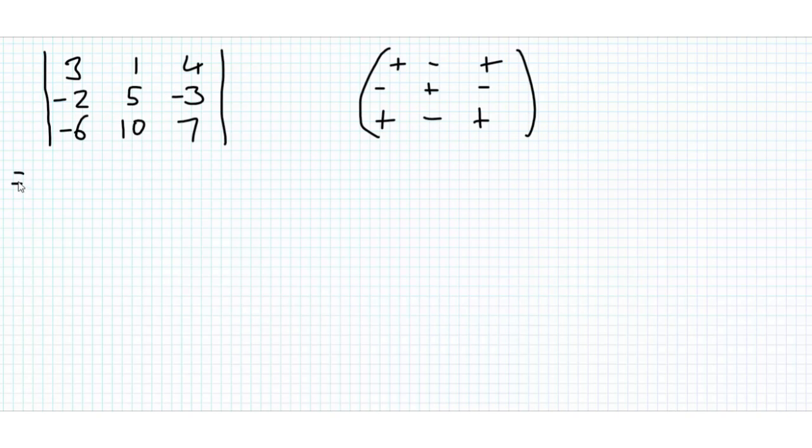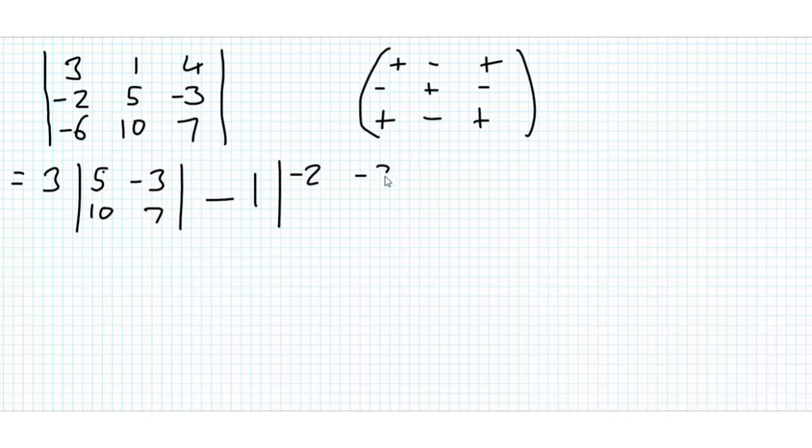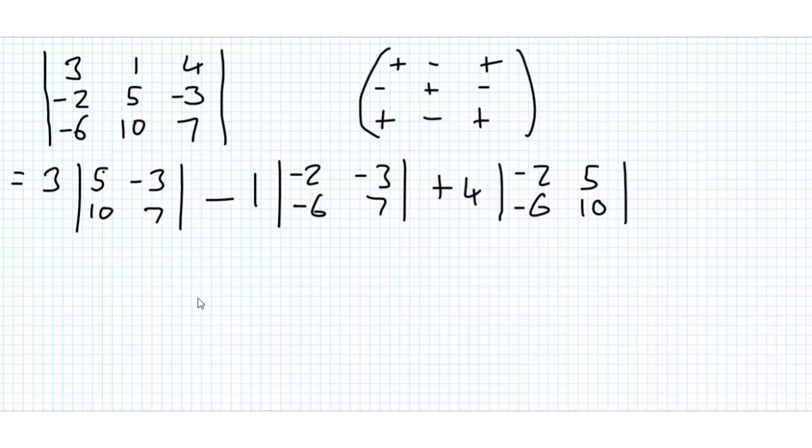This determinant is equal to 3 multiplied by the determinant of 5, minus 3, 10, 7, minus 1 multiplied by the determinant of minus 2, minus 3, minus 6, 7, plus 4 times the determinant of minus 2, 5, minus 6, 10. The first determinant is 5 times 7, which is 35, minus 3 times 10, so that's 35 plus 30, which is 65.